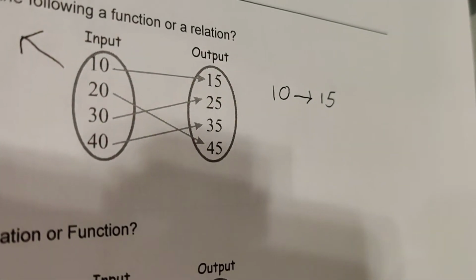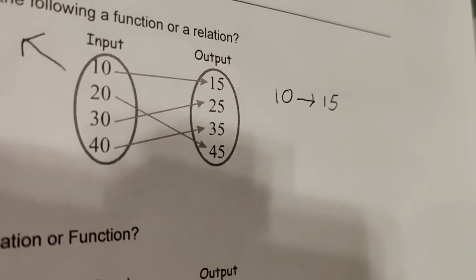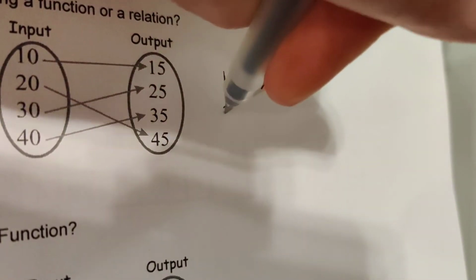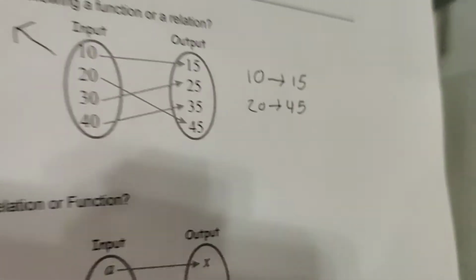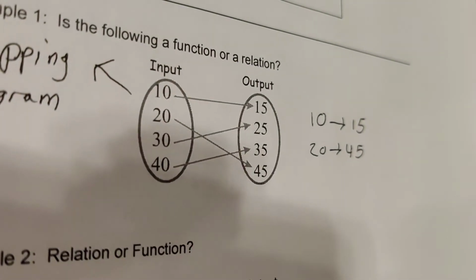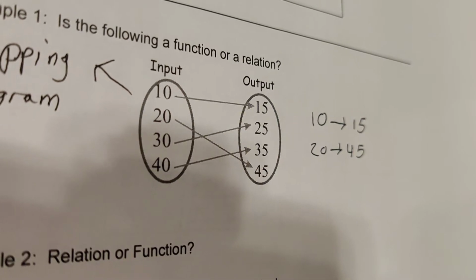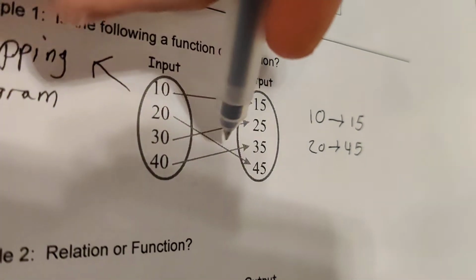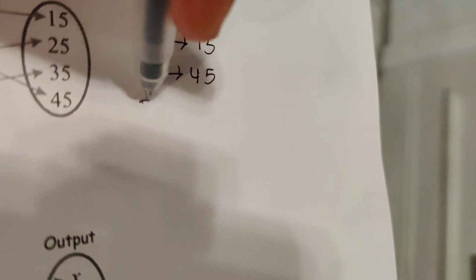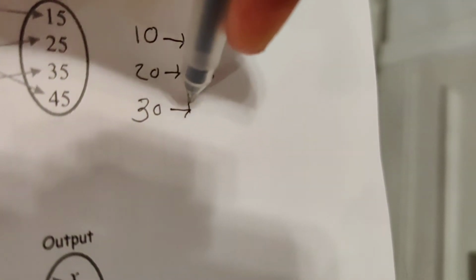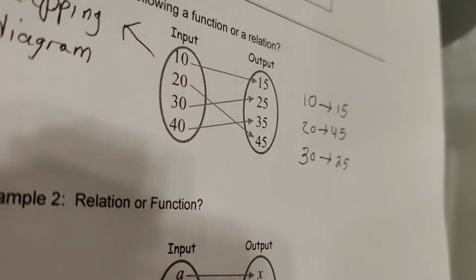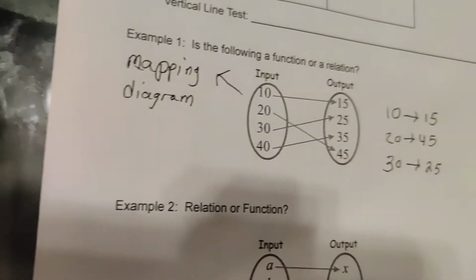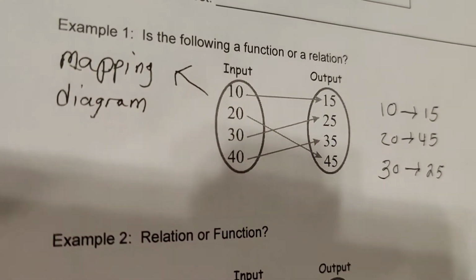Well, our next input is 20. What does 20 give us? 20 gives us 45. All right. Next input is 30. What does 30 give you? Well, the 30 is connected to the 25. All right. And our last input on the mapping diagram is 40. What does 40 give us? Well, that's connected to 35. Okay.